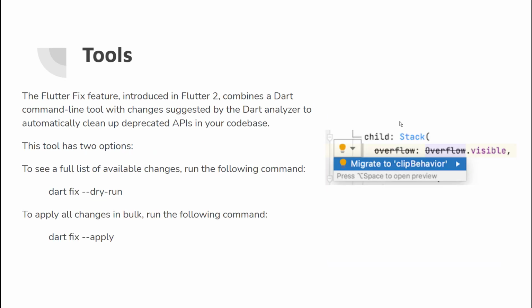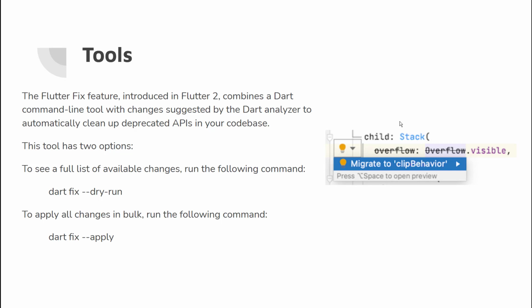And also they have added a tool called the Flutter Fix feature, introduced in Flutter 2.0. It combines Dart's command line tool with changes suggested by the Dart Analyzer to automatically clean up the deprecated APIs in your code. So you will see this option in your code if you use a deprecated API, and it suggests you migrate to a newer version of the API.